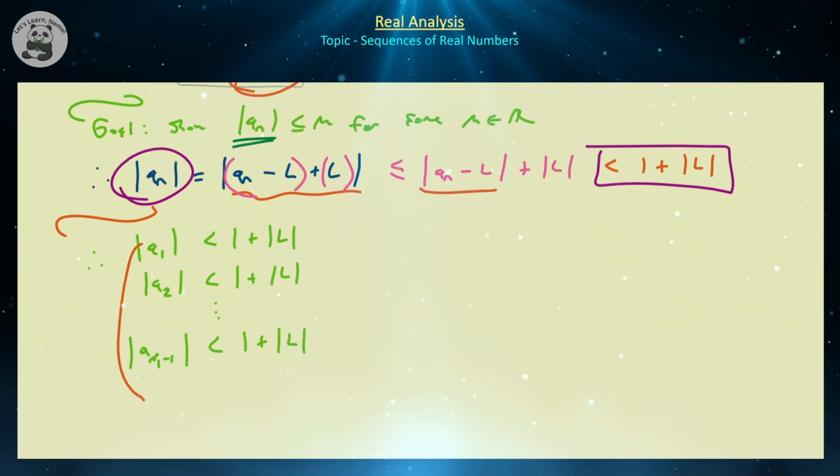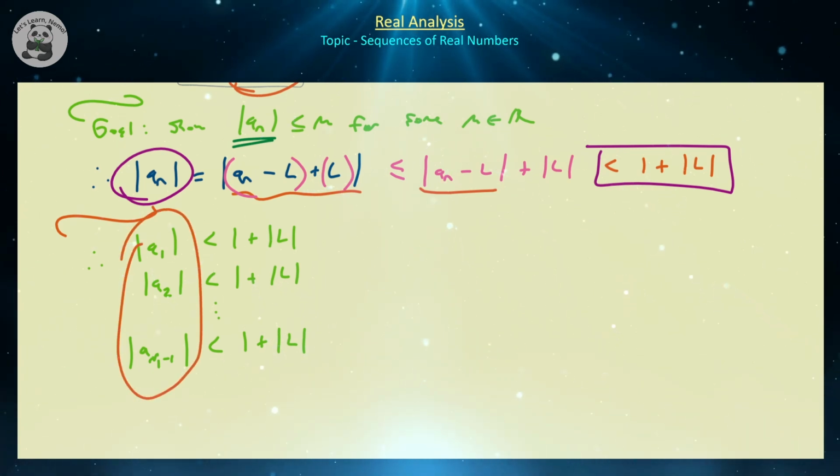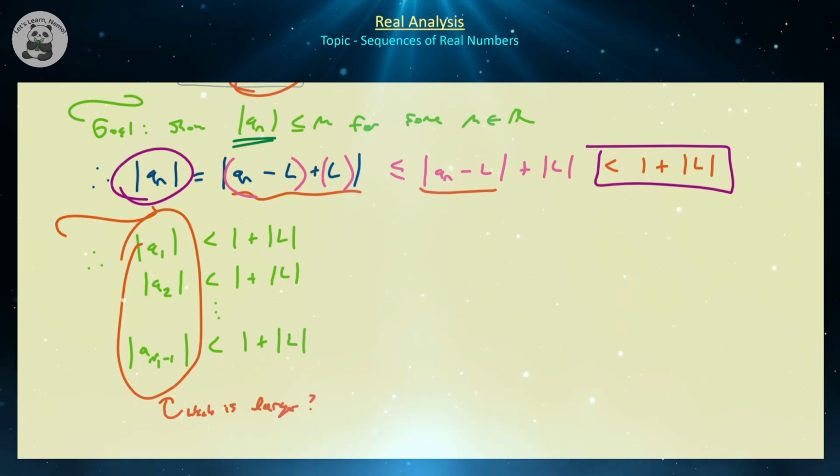So what do we know about these absolute values of a_n? Well, they're obviously all real numbers, right? So my question is, which is the larger absolute value of a_n?